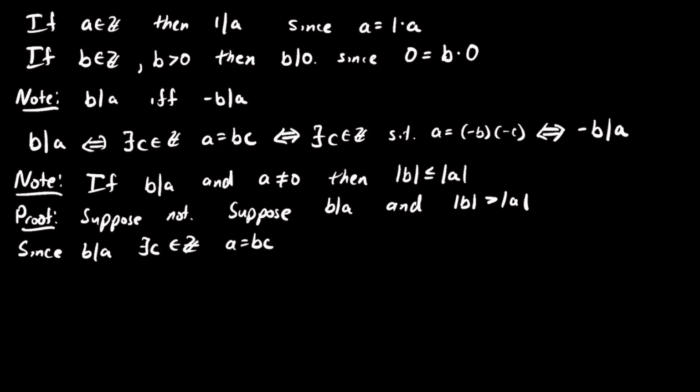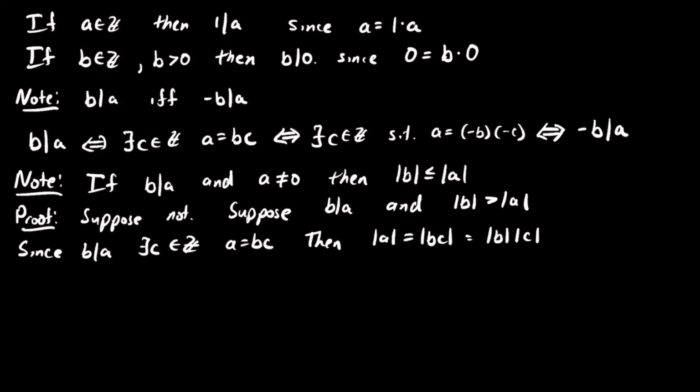Well, we need something about absolute values, right? I need to talk about the absolute value of a and the absolute value of b. So this leads me to say then the absolute value of a is just the absolute value of bc. And this can be rewritten as the absolute value of b times the absolute value of c, just using standard properties of the absolute value. Okay, so we have something here.